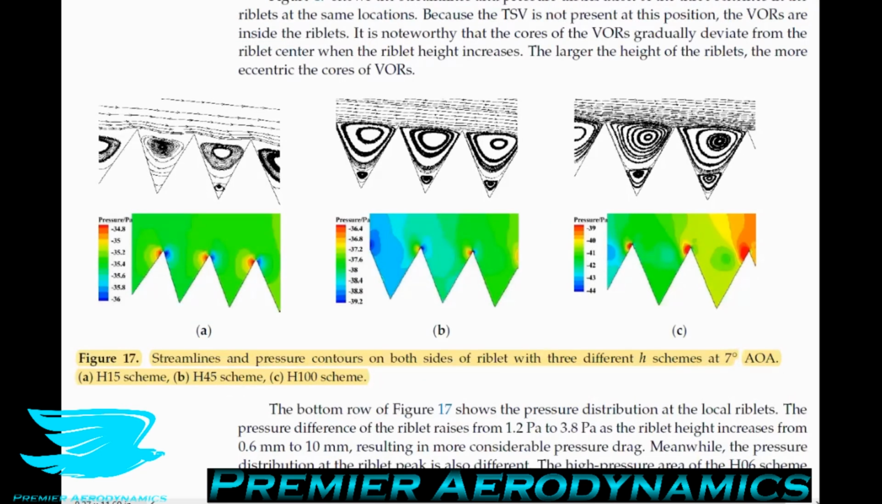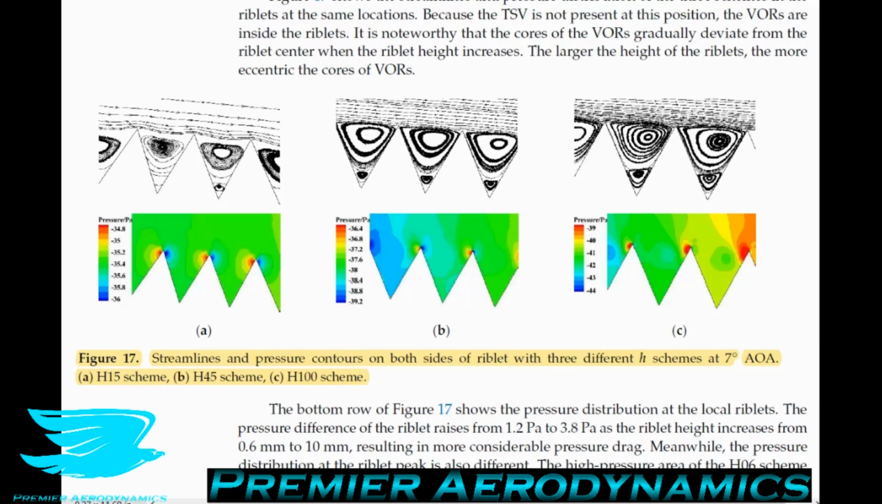Figure 17 shows the streamlines and pressure distributions of the 3 schemes in the riblets at the same locations, for riblets of 1.5 millimeters, 4.5 millimeters, and 10 millimeter heights. Because the trailing separation vortex is not present at this position, which is along the airfoil about midway, the riblet vortices are still inside the riblets.